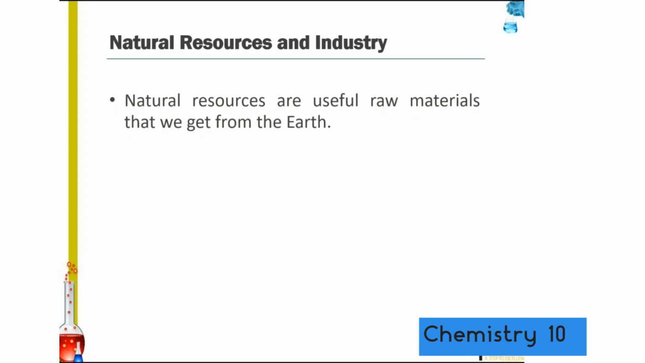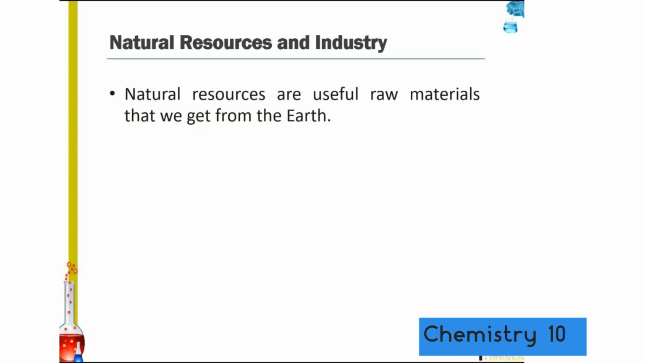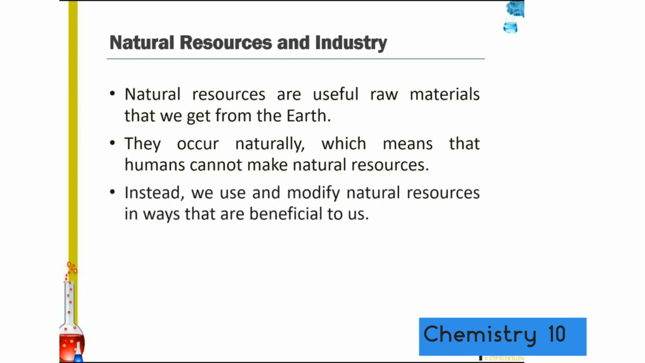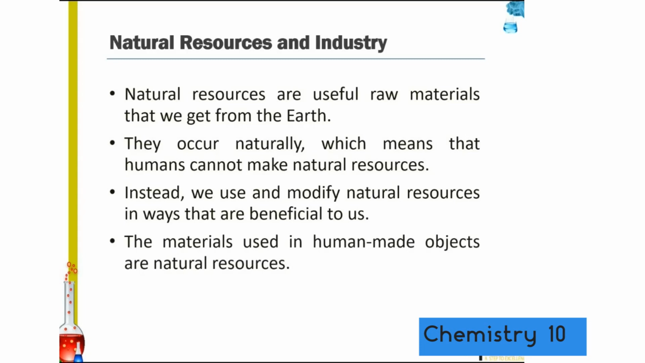To begin, natural resources are useful raw materials that we get from the earth. This means that they occur naturally and that humans do not make natural resources. Instead, we can take and modify natural resources in ways that are beneficial to us so that the materials used in man-made objects are natural resources.